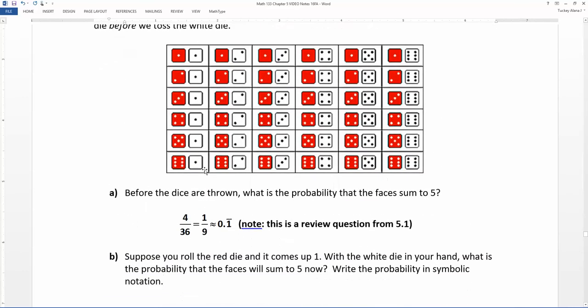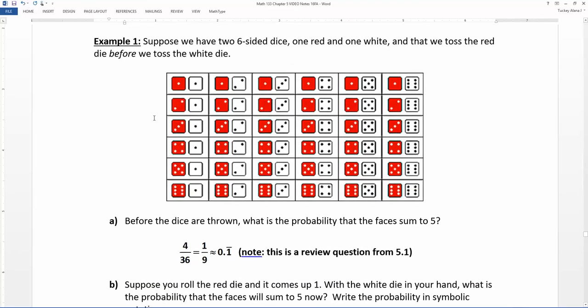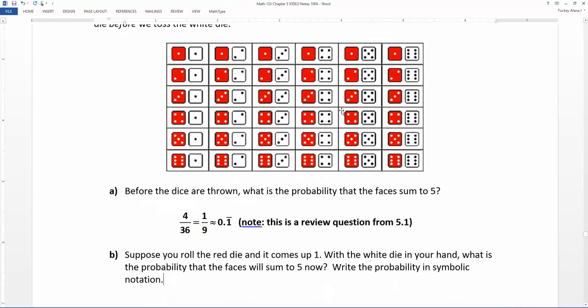Okay, so you roll the red die and it comes up 1. That means that automatically you're only going to look at the top row, because the red die is 1 means all the other rows, where the red die is 2, 3, 4, 5, 6, have to all be discounted. You've rolled a 1. So that means with the white die sitting in your hand, these 6 options up here at the top are your only 6 options. So what's the probability that you sum to 5 now? Well, the only sum of 5 with a red of 1 is right here.